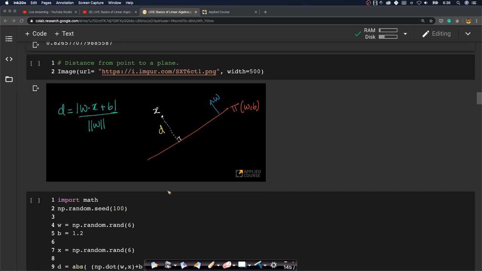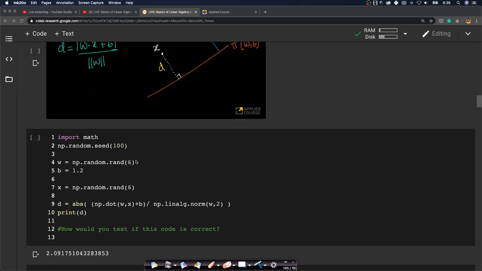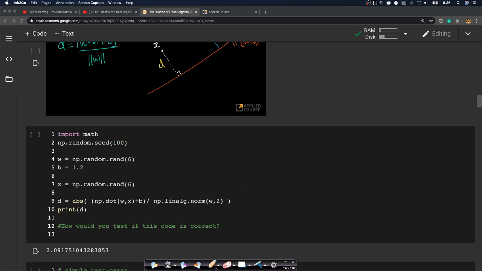So let's create some random planes and random points and compute the distance. Okay, cool. So what am I doing here? I just wanted to show how to translate this simple formula to code. It's very, very simple actually. I'm creating a random seed and creating this W, which is a 6-dimensional vector. B is just a real valued number, and I'm creating a random point X. Using this W and B, I'm getting a plane pi, and using this X, I'm getting some point X.